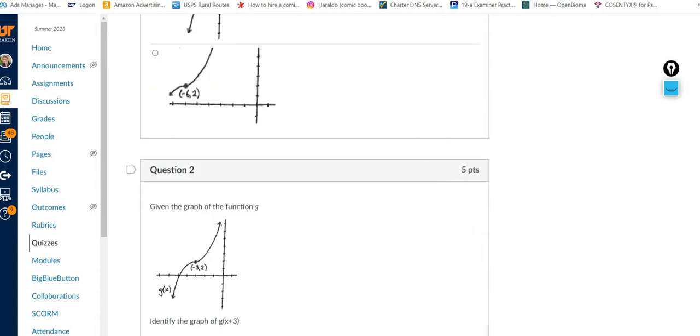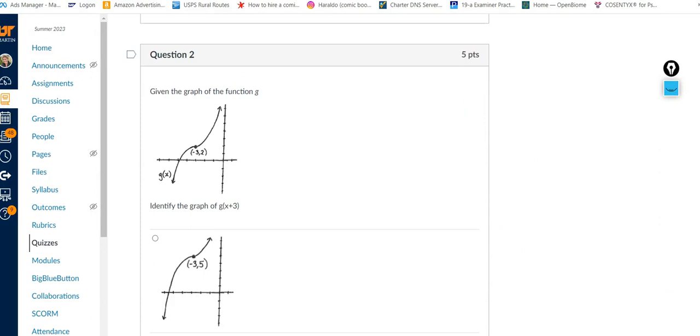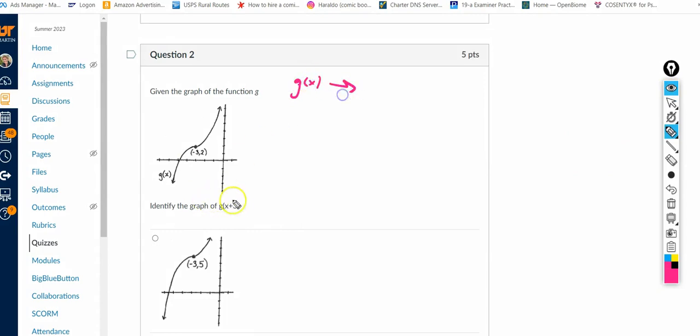All right, now in this example, we do not have a vertical shift by 3. Because we have not added 3 to the equation, we have replaced g of x with g of x plus 3. So x inside the parentheses has been replaced with x plus 3. And in that case, we have a left shift.